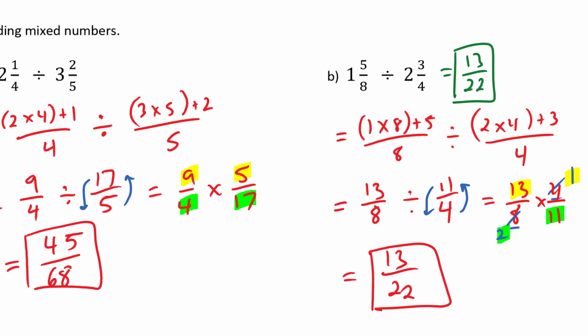Alternatively, you could have multiplied 13 by 4 and 8 by 11, and then you would have had to simplify by dividing the top and the bottom by 4. With canceling, we can speed things along. We can eliminate that extra step, physically having to remove the 4 from the top and the bottom.